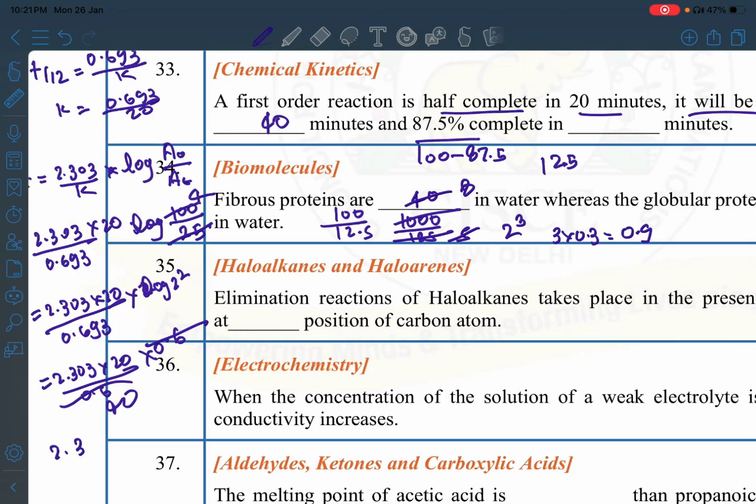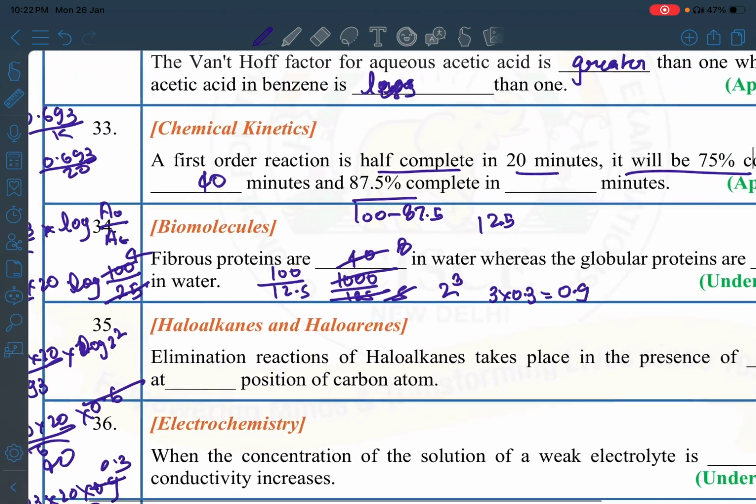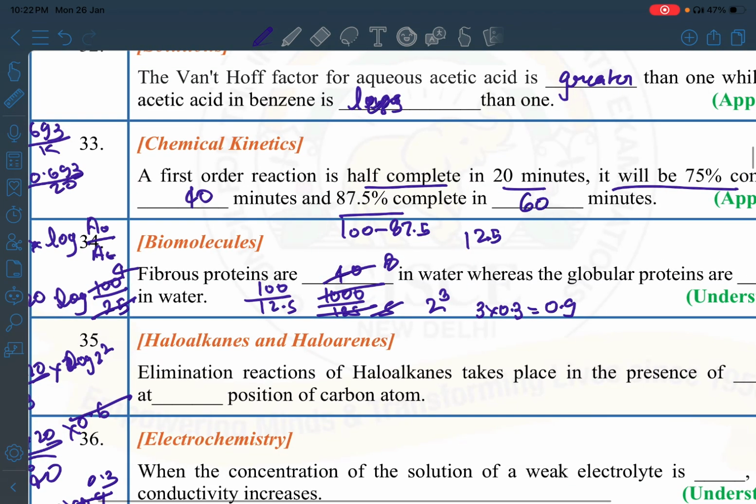So 2.303 multiplied by 20 multiplied by 0.9 divided by 0.693 gives, approximately, 60 minutes. You can calculate it.